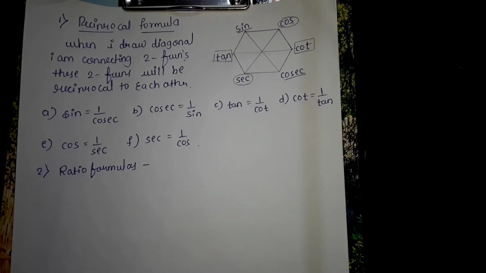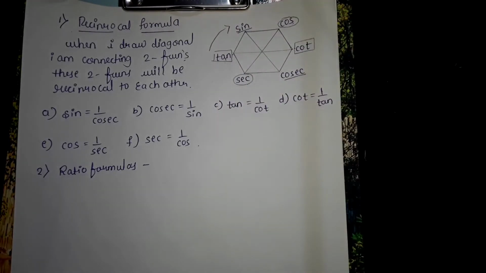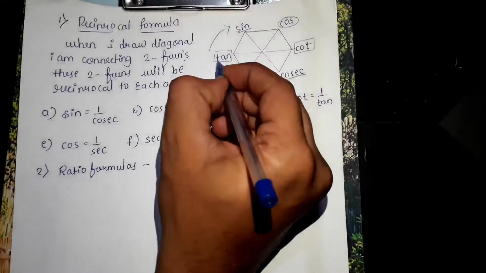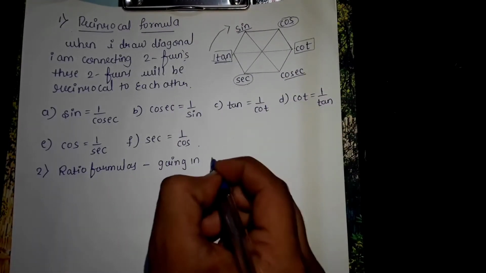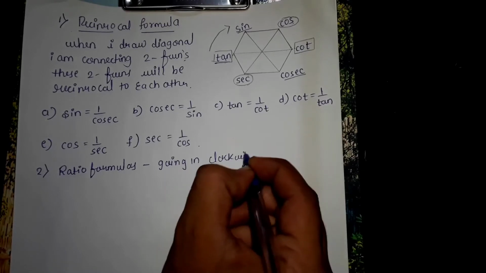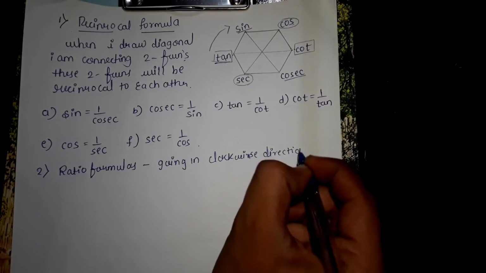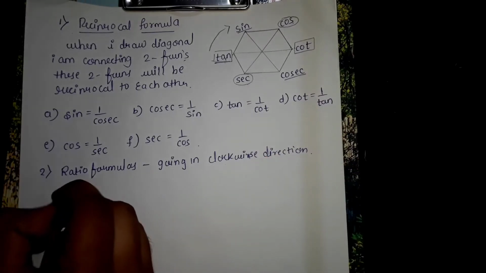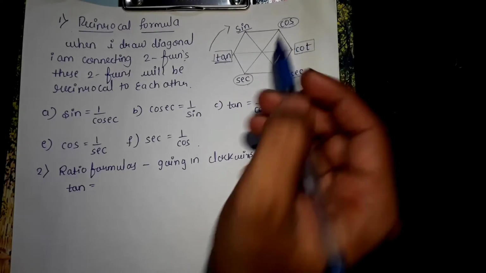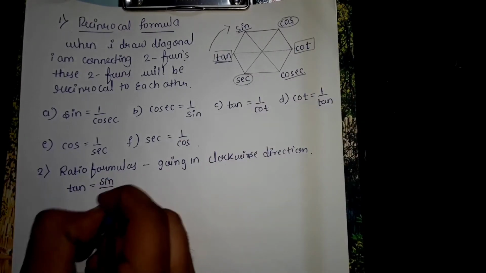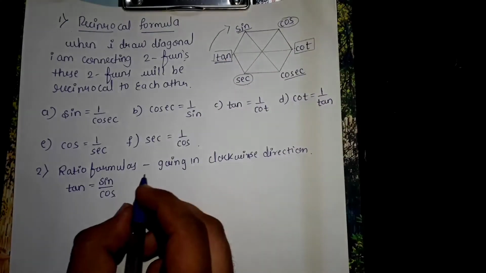Now going in the clockwise direction, that is in this way. Going in the clockwise direction starting from tan, tan is equal to the ratio of sine by cos. In the same way, sine is equal to the ratio of cos and cot.